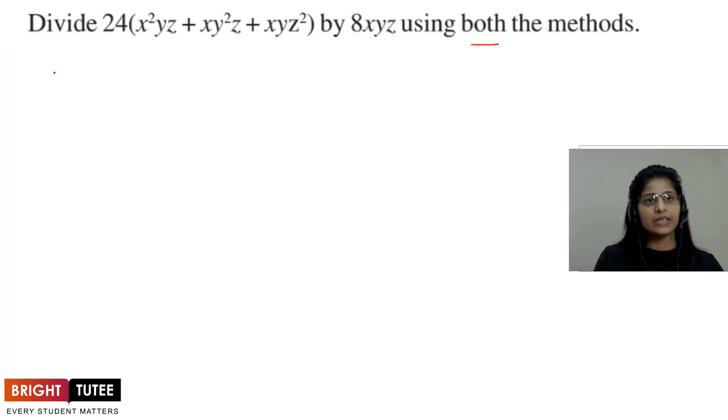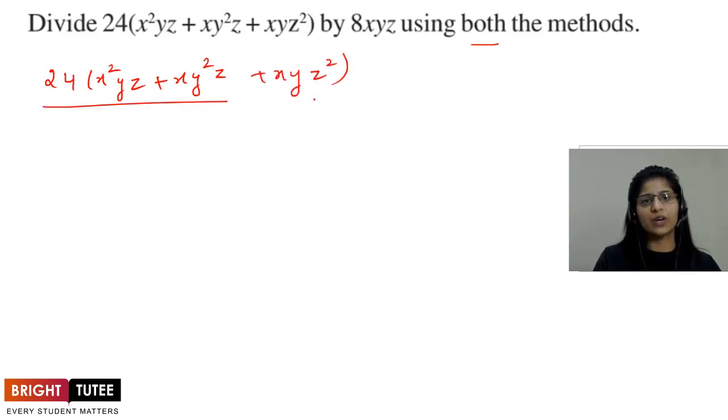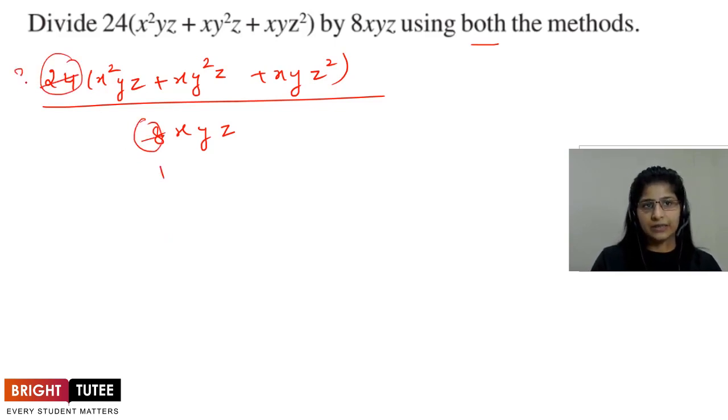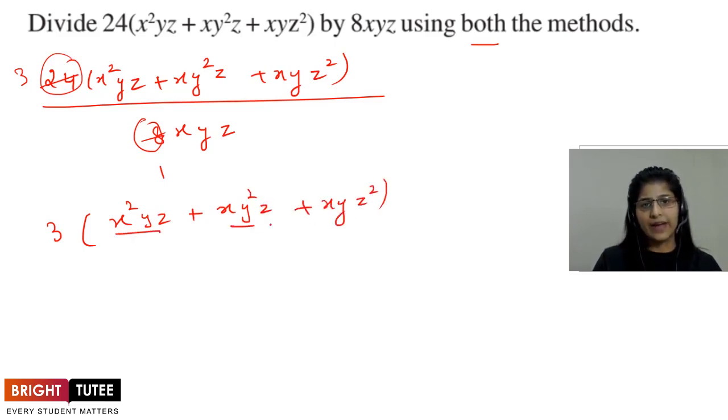So the first one is 24 x square yz plus x y square z plus xyz square. We have to divide it with what? We have to divide it with 8xyz. So what will I do is, first of all, the very first thing that I can do is 24 and 8 can be solved. So 8 1s are 8, 8 3s are 24. Clear? So 3 into x square yz plus xy square z plus xyz square, and whole is divided by xyz.